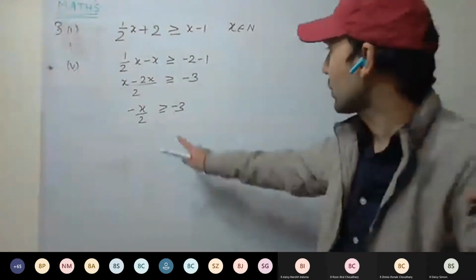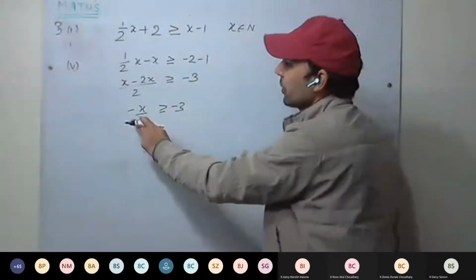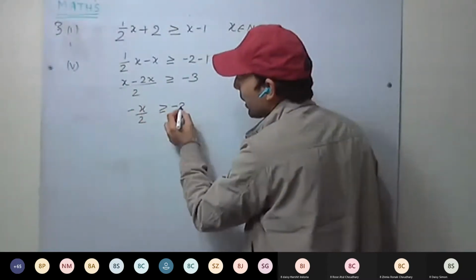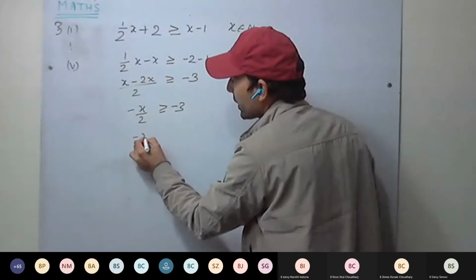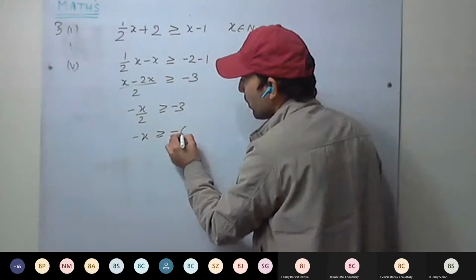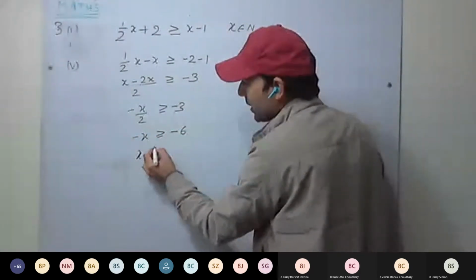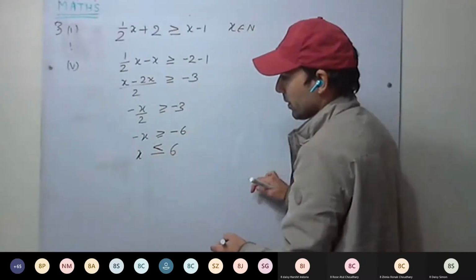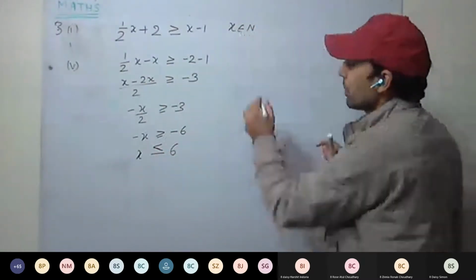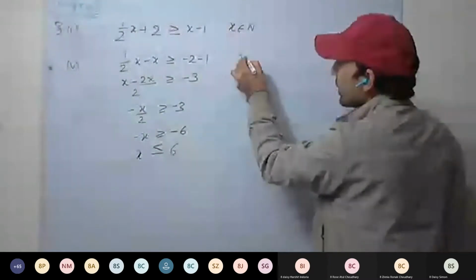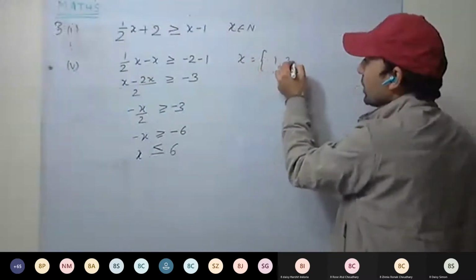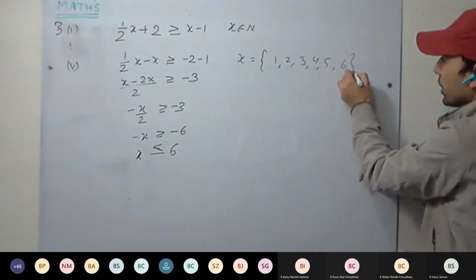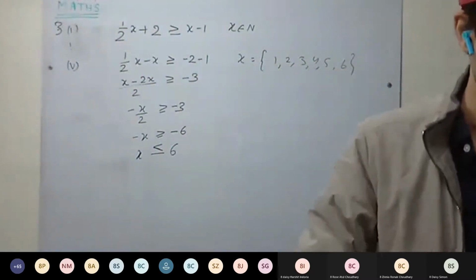Okay, so we have got this one. Either we multiply both sides by minus 2, or I'm leaving that one for time being. Okay, I'm multiplying by 2. So minus x greater than equal to minus 6. Now sign will change. So it will be x less than equal to 6. And x belongs to natural numbers. So what will be the solution set of x? 1, 2, 3, 4, 5, and 6. Understood this one?